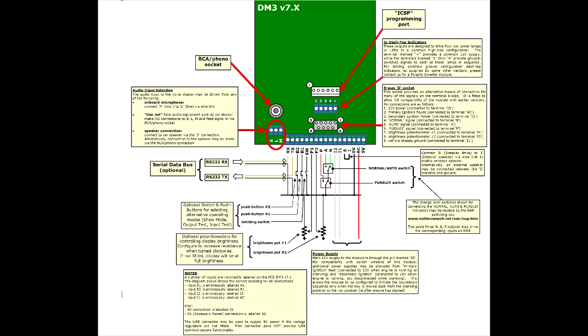If you want to use the onboard microphone, we need to connect the M microphone output to the L line input. Or if you want to use an audio input from a car stereo on the RCA phono plug, you would need to remove that connection.